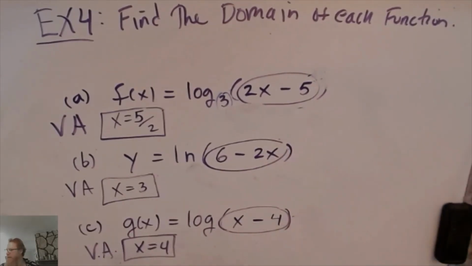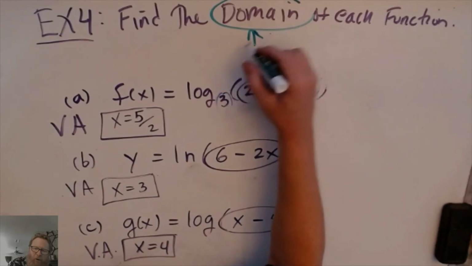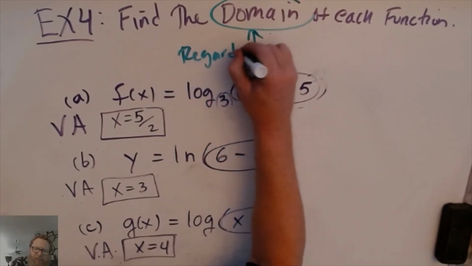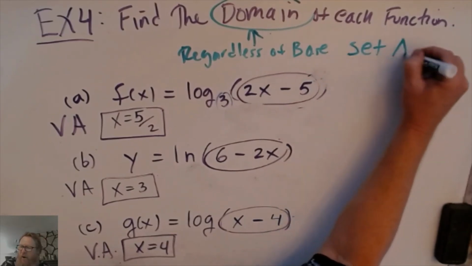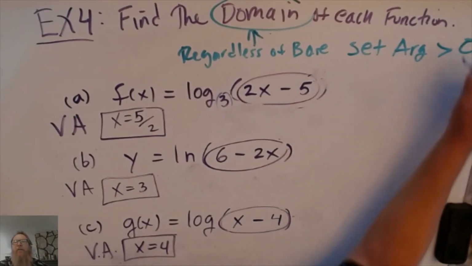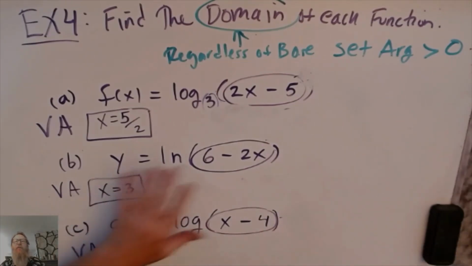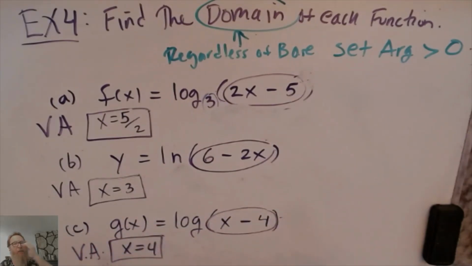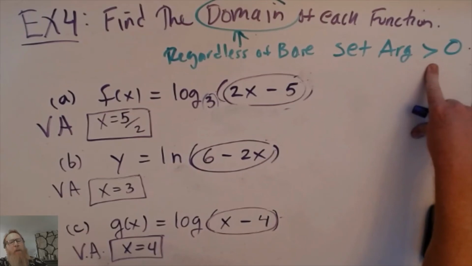All right. So we have a rule for the domain. The domain rule, regardless of base, you're going to set the argument to be greater than 0. Greater than 0, not equal to 0, but greater than 0. I recommend just putting that in your list of domain rules.